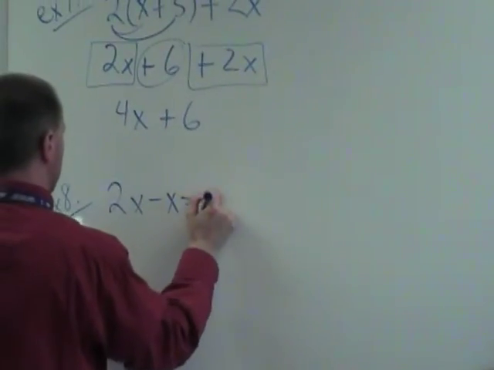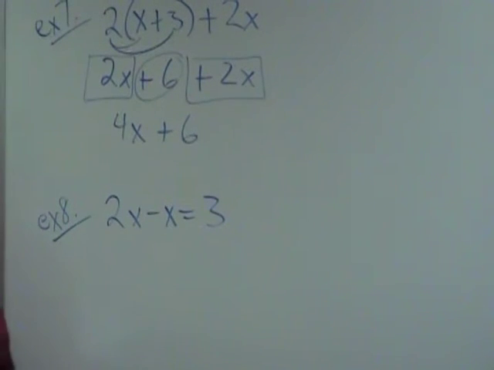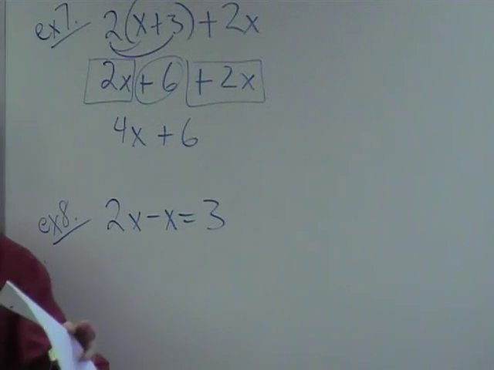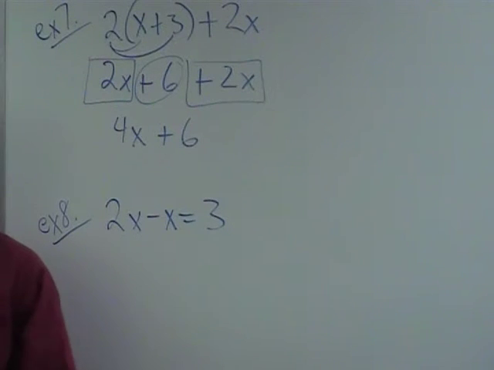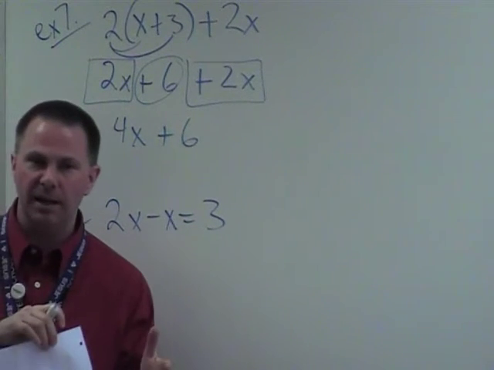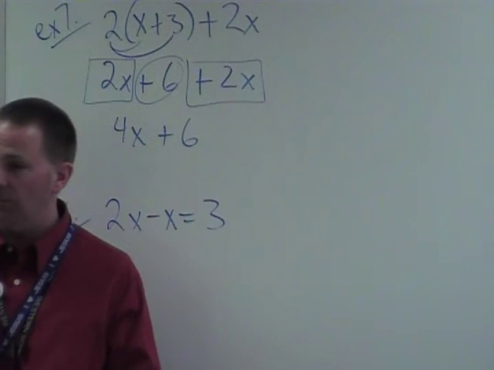2x minus x equals 3. Now we have an equal sign. This means, everybody stop. Wait, stop. Okay. You must simplify the left side of the equal sign, and then simplify the right side, and then solve.